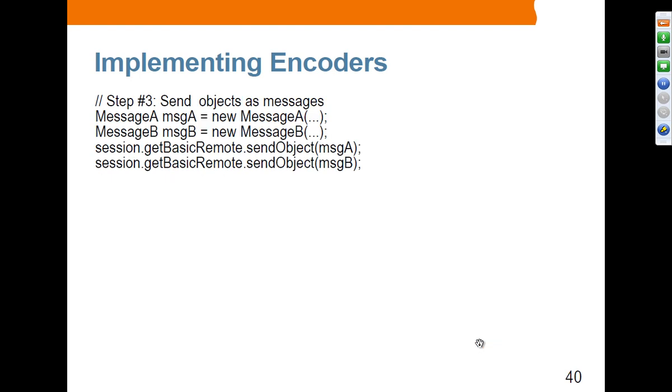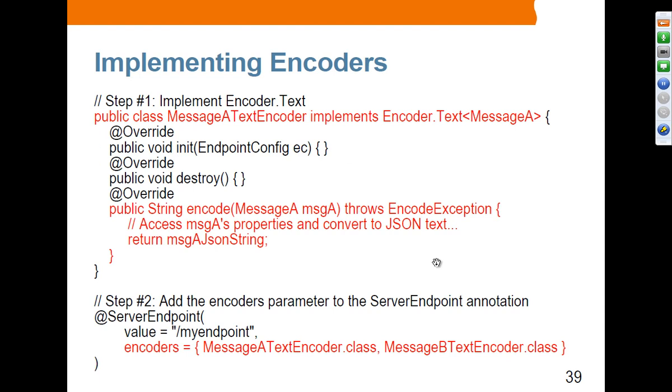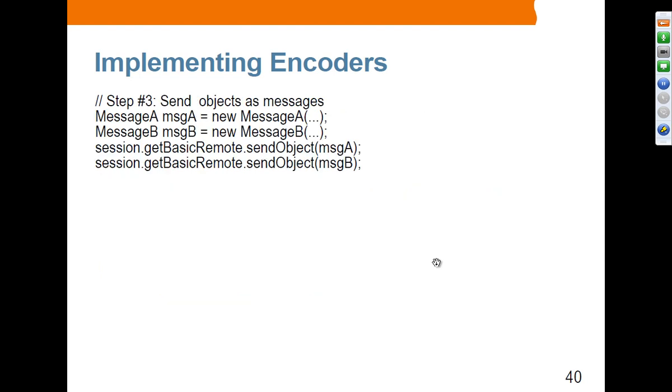Okay, and then you can send a message. So basically, you are going to say send object. Okay, and this message A is a Java object. Because we have a message A to text encoder, that encoder will be used to encode, meaning it will convert this message A object to the string. The same thing for the message B object.